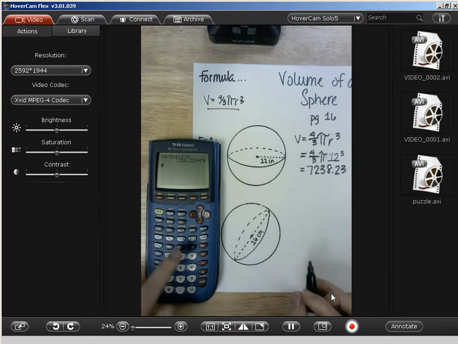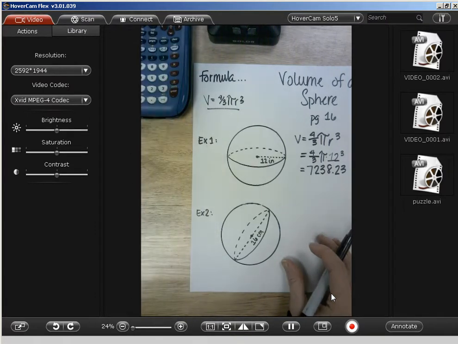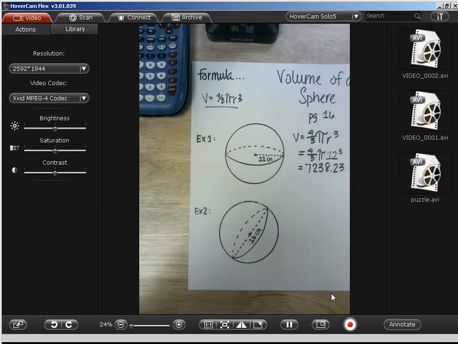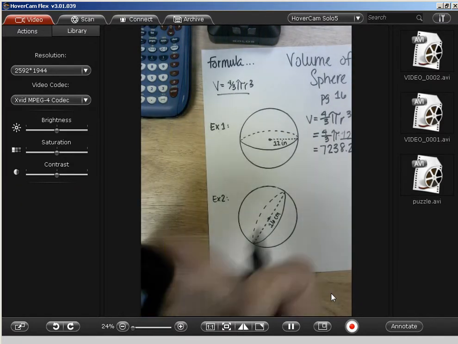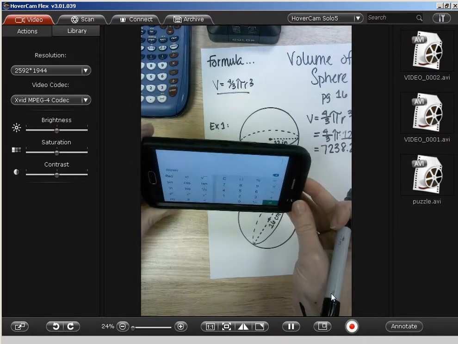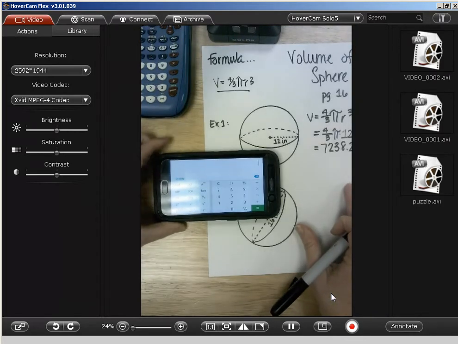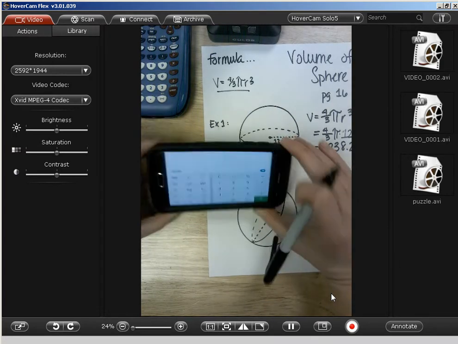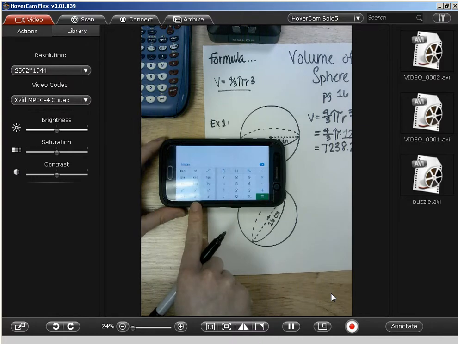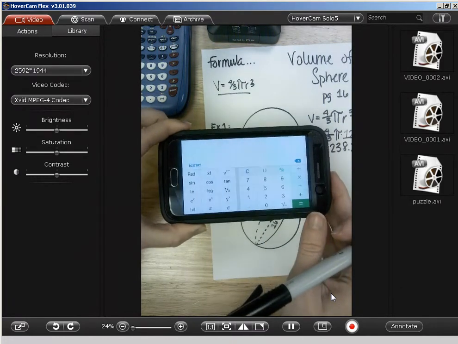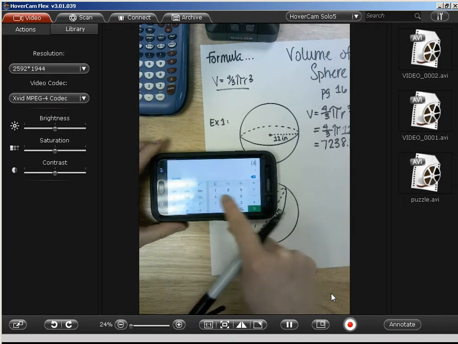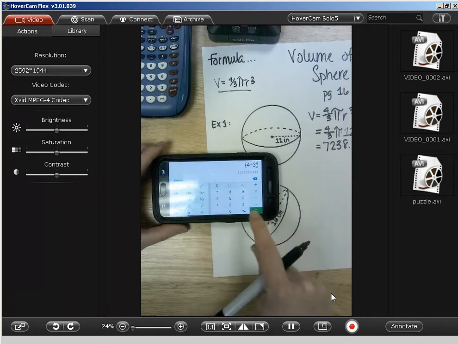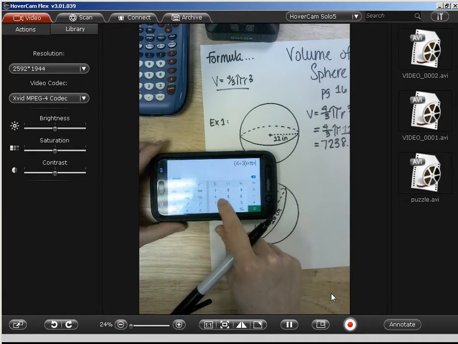If you don't have one of these calculators and you would like to use your smartphone because you're doing this at home, open up your calculator. Mine has a pi button, and yours probably will too if you have an iPhone or an Android. If you turn it sideways like this, you can see that the pi button's right down here. And you can do the same thing. So in parentheses, do 4/3 times your pi button and times 12.